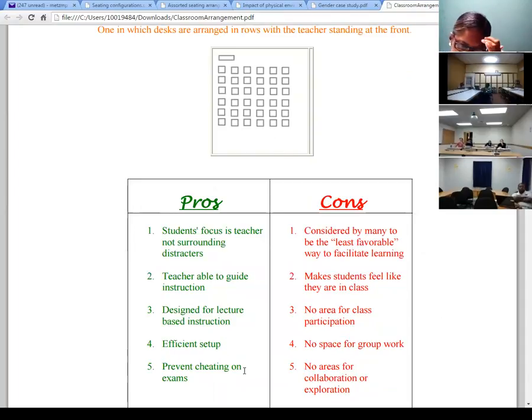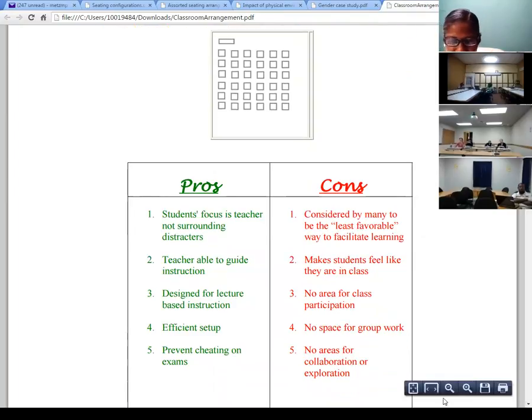And then it says prevent cheating on exams. I don't know if Samuel wants to take on that one. It says prevent cheating on exams. We know that our students sometimes can be a little bit clever in the way in which they do things. But the drawbacks on this one, it says it's considered by many to be the least favorable way to facilitate learning. Least favorable. What do you think about that? Agree, disagree?